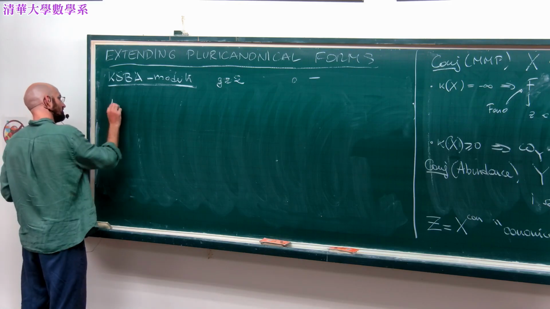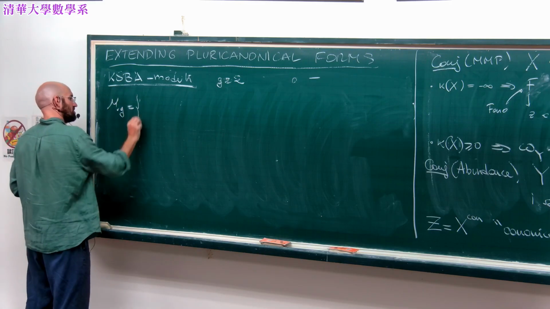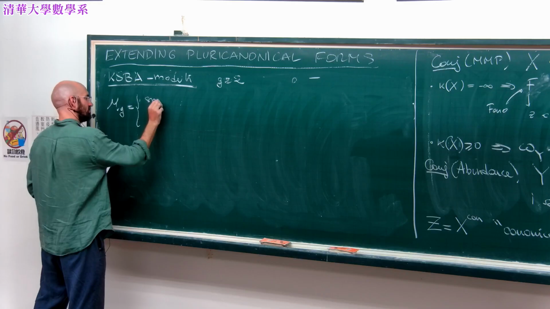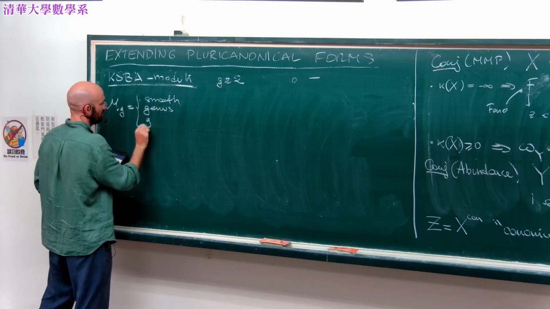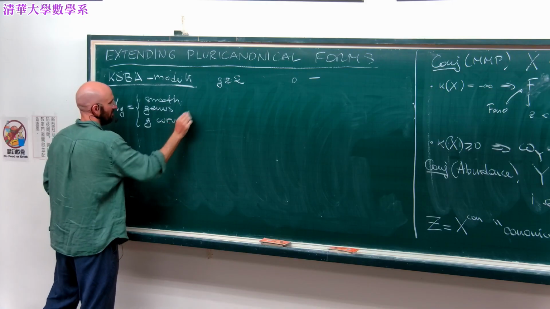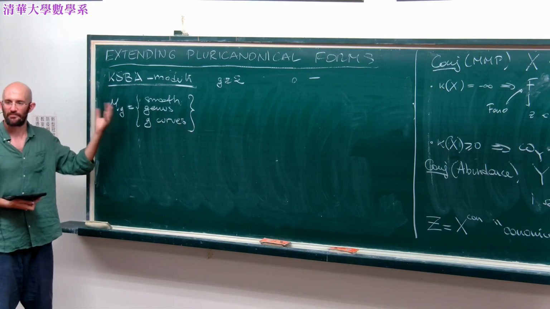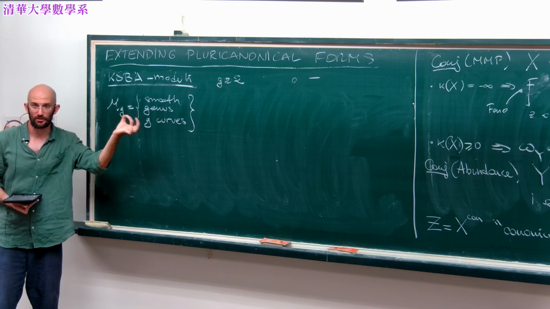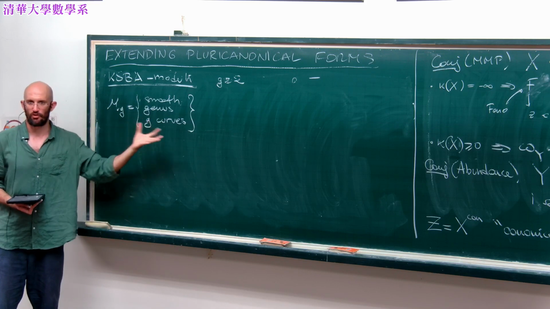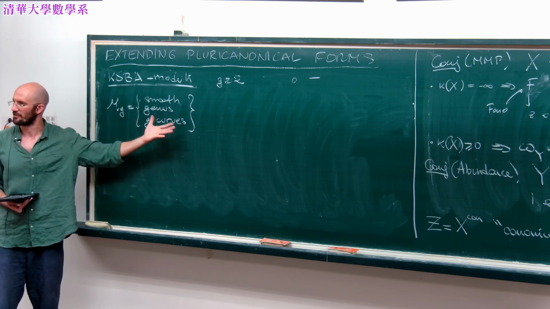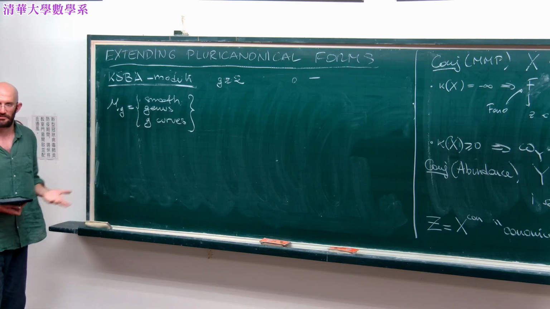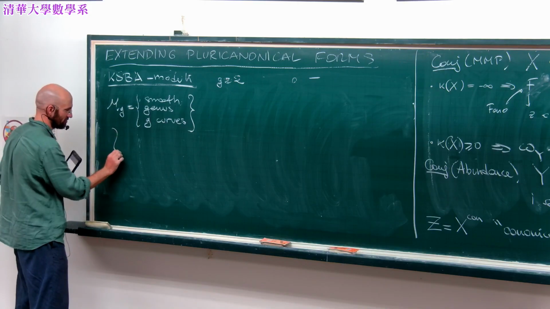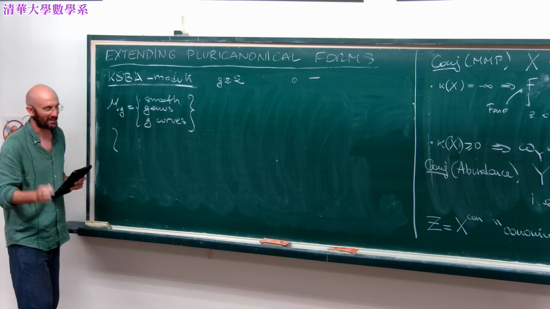Then we know that we have M_g. This is the moduli space of smooth genus g curves. So this is a variety that parameterizes isomorphism classes of genus g curves. It's one of the most studied varieties in algebraic geometry. Now, this gadget is not smooth, right? Is not compact, I meant.